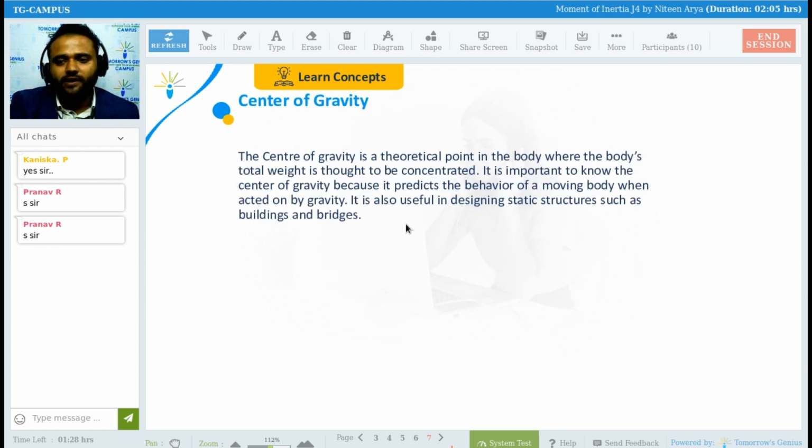Now, like we have the center of mass, we also have the center of gravity. The center of gravity is a theoretical point in the body where the body's total weight is hypothetically centered, whereas for center of mass it is the total mass. Here we talk about weight. Clear? Weight is different from mass, because weight is a force, while mass is an intrinsic property.